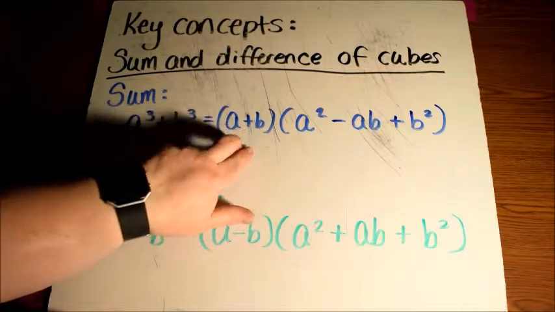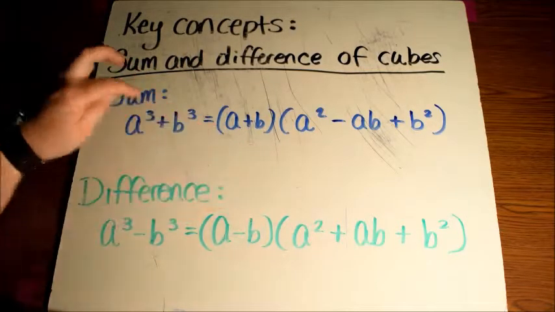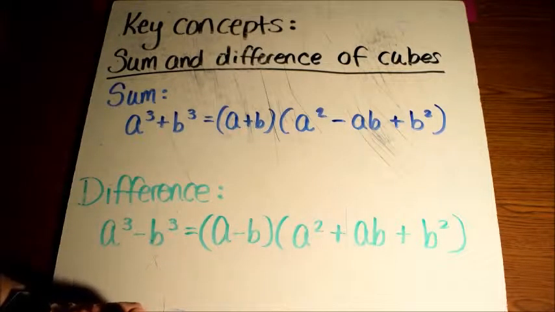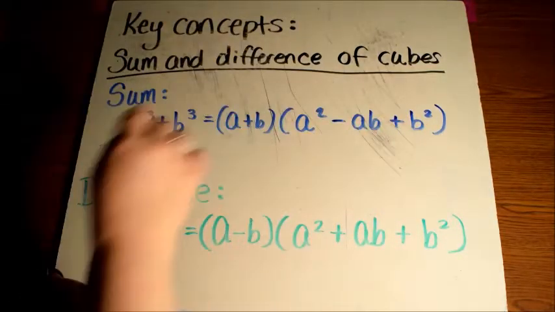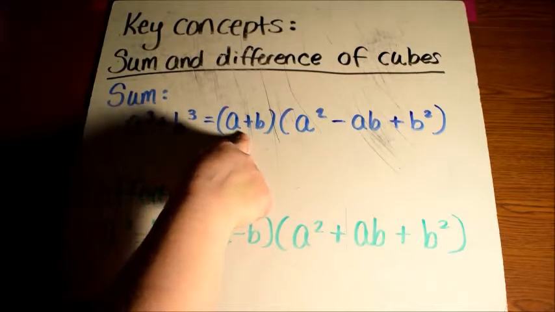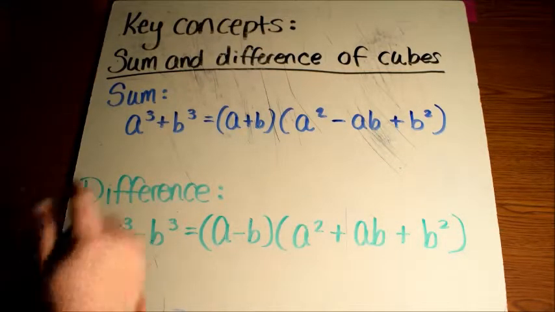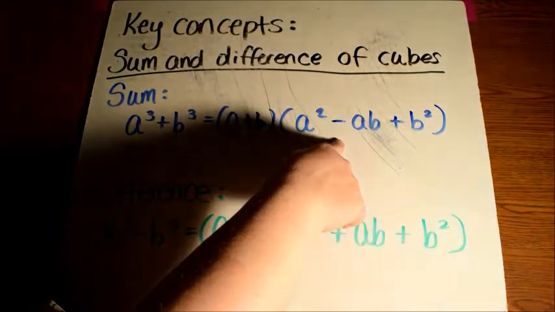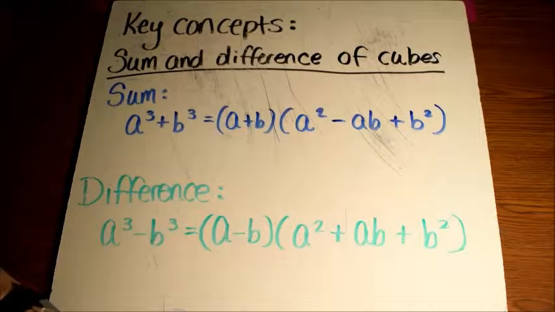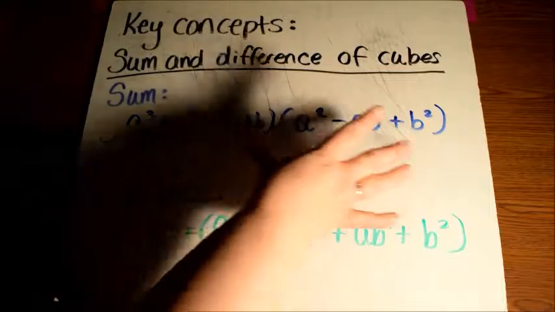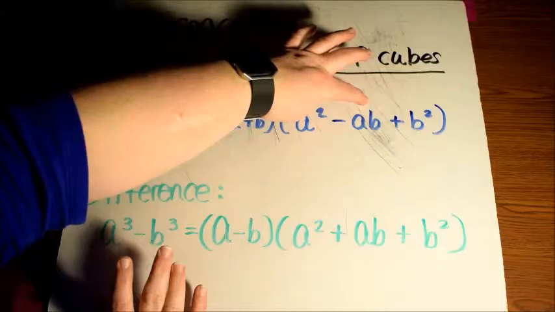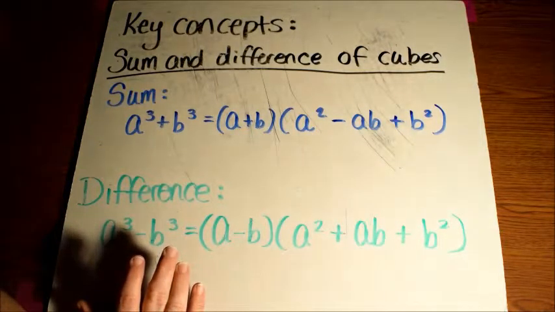The first piece is always going to be this same thing, only removing the cube. So if there was a plus here, we're going to have a plus here. The second part of it, we always need just one minus sign, and the last one is always a plus. So if this is plus, this is minus. If this is minus, this is plus. That's a good pattern to think of. So we have a plus b, and then our second part is a squared minus a times b plus b squared. That's for the sum.